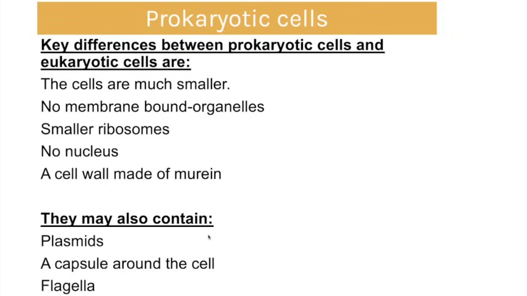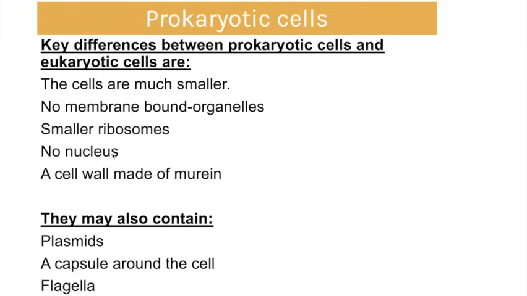Prokaryotic cells, for example bacteria, you need to be aware of the key differences, so it could come up as a comparison or a contrast question. First of all, the cells are much, much smaller. They don't have any membrane-bound organelles. They do have ribosomes though, because ribosomes are not membrane-bound, but they have the 70S size ribosomes. They don't have a nucleus because that is a membrane-bound organelle.